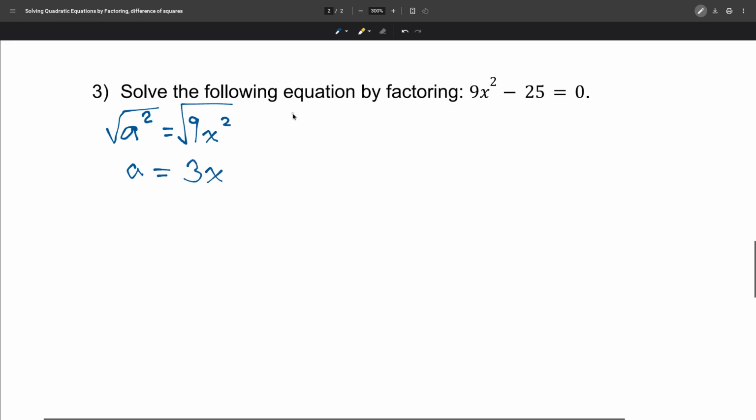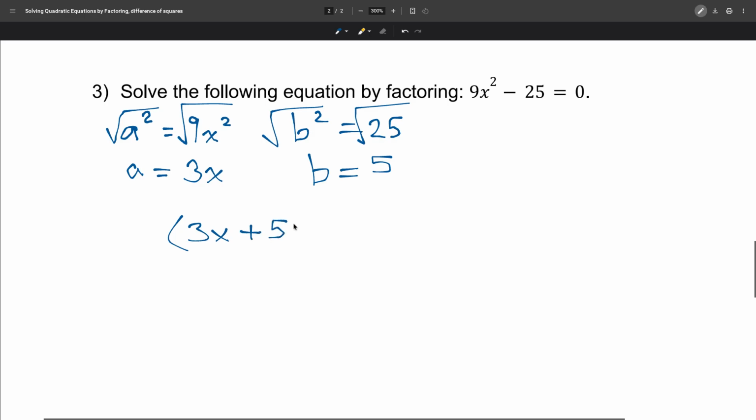Okay, and then if I'm going to say b squared equals 25, we do the same thing. We take the square root of both sides. We get b equals 5. So this factors to 3x plus 5 times 3x minus 5. And that's equal to 0. Now we're going to set each of the factors equal to 0.